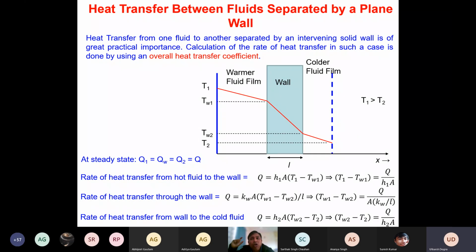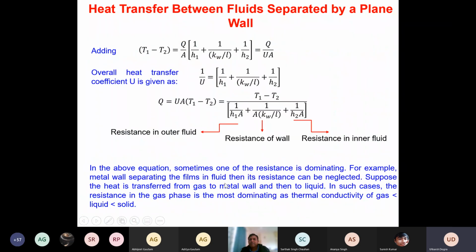We use the overall heat transfer coefficient concept whenever we have mixed conduction, convection, etc. Here there is a convective resistance, a conductive resistance, and again a convective resistance, so everything is coupled in terms of U. Another interesting thing to look at is that this equation assumes a resistance of the wall, a resistance of the inner fluid, and a resistance of the outer fluid.